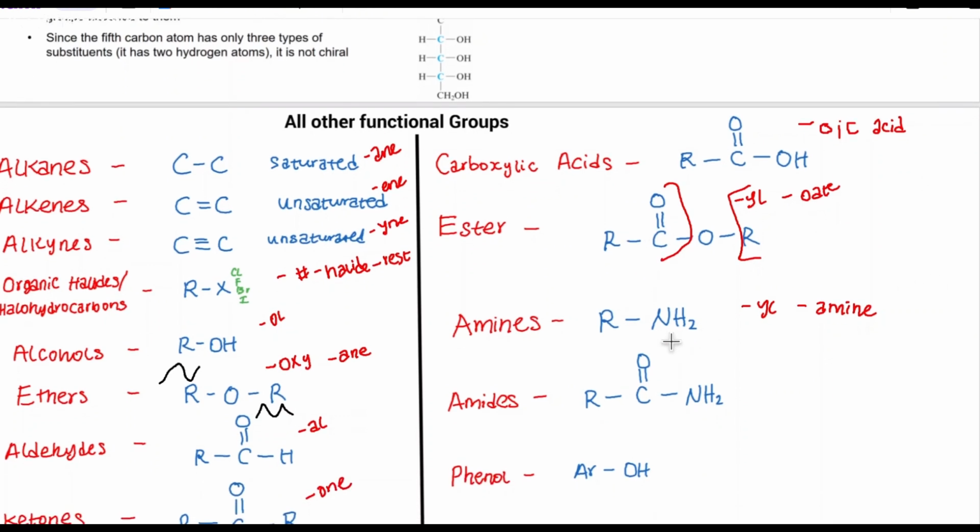And then amine, easy to name, just the substituent, so whatever it's attached to, and amine is usually at the end. If it's not at the end, then you put the number where the amine is found, and then it would be like ethylamine, methylamine, stuff like that.